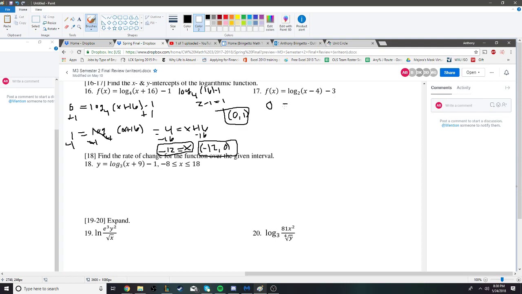So again, set this equal to 0. Add 3 to both sides, because we want to get the log all by itself. 3 equals log base 2 of x minus 4. Power 2 on both sides. 2 to the third power is equal to 8. Those cancel, and you're left with x minus 4. Add 4 to both sides. x equals 12. So our x-intercept is 12 comma 0.